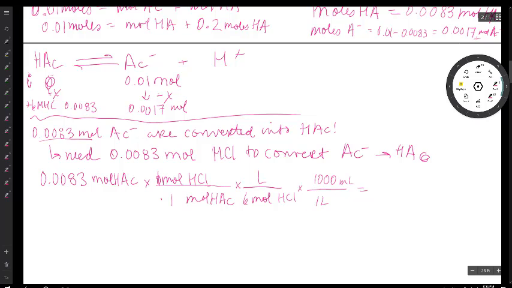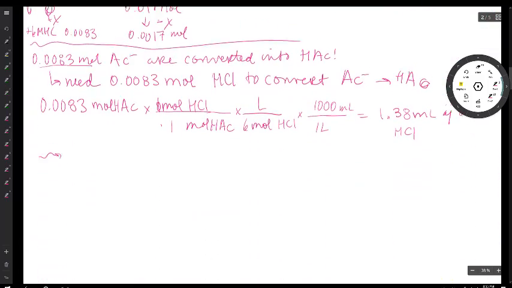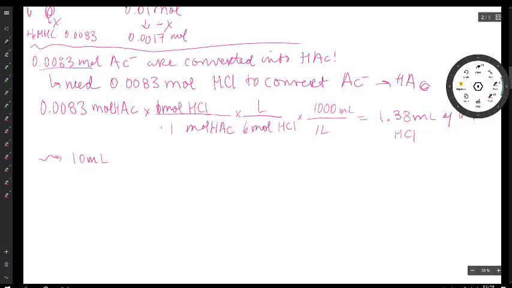All right, so that means we need to add 1.38 mLs of 6 molar HCl. And so ultimately, to make our buffer, we're going to need, what was it? Okay, we need 10 mLs of 1 molar sodium acetate and 1.38 mLs of 6 molar HCl.